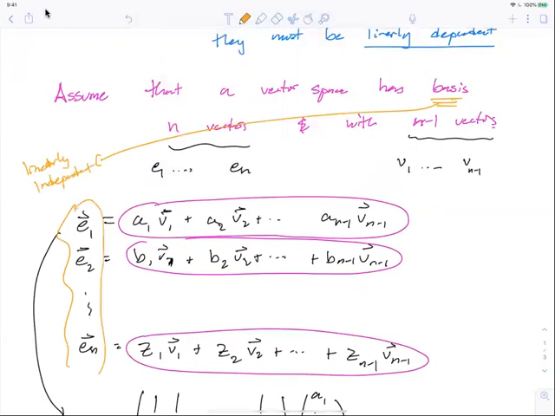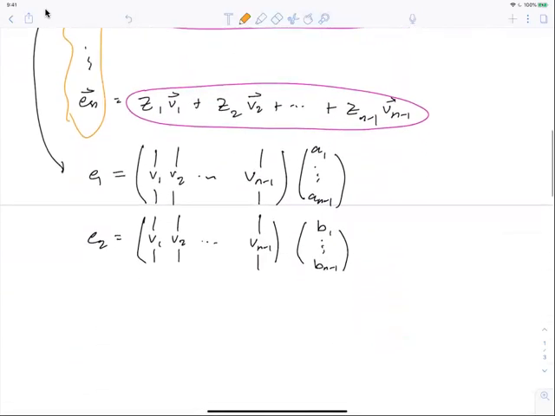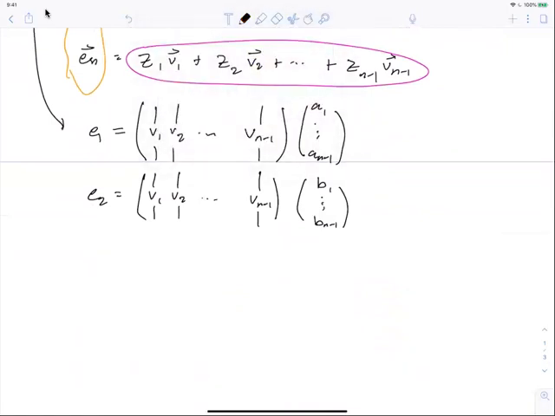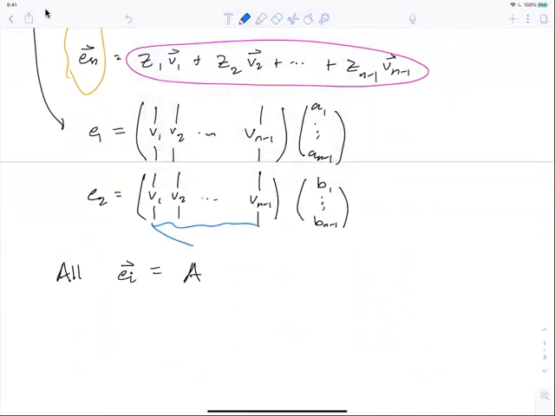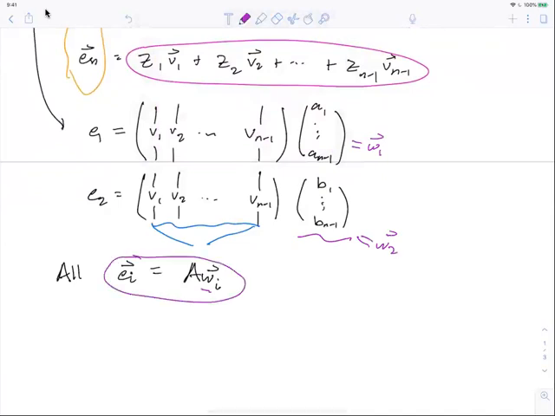Which means all of these have to be linearly independent because they formed a basis. So altogether, we have that all the E_i's, all those E vectors that we had before, are equal to some matrix A. This A is just this concatenation of the V vectors times some other vector. Let's call it W_i. The W_i is just this vector over here. This is just W2, and this is just W1. There's just some W vector that does this. So all the E_i's looked like this.